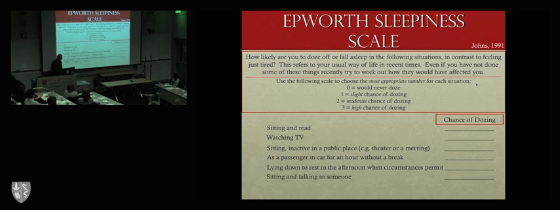Sitting and talking to someone. Sitting quietly after a lunch without alcohol. Interesting that they put that in there, but it's always in a car. And actually, this scale was developed in Australia. It wasn't like a siesta or something like this. In a car while stopped for a few minutes in traffic. And this one, it's intentional, I think. They don't say whether you're driving or not. And that always comes up. But just come up with your scale.